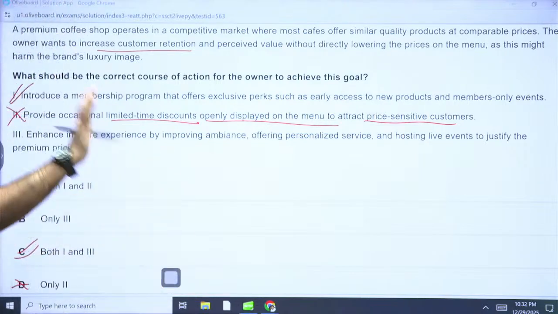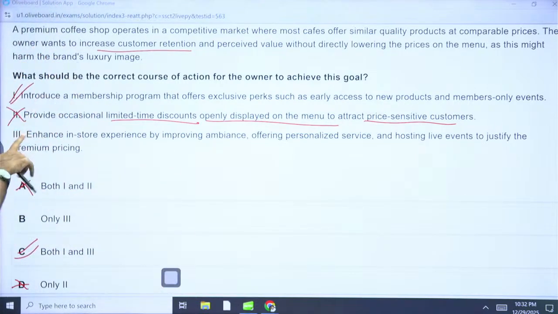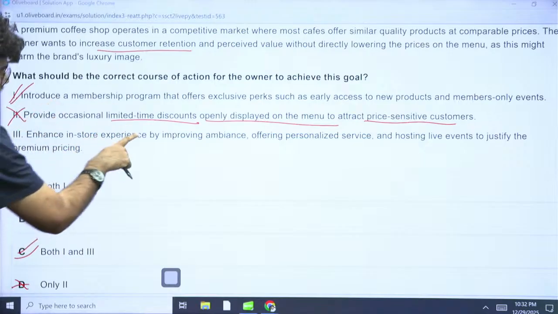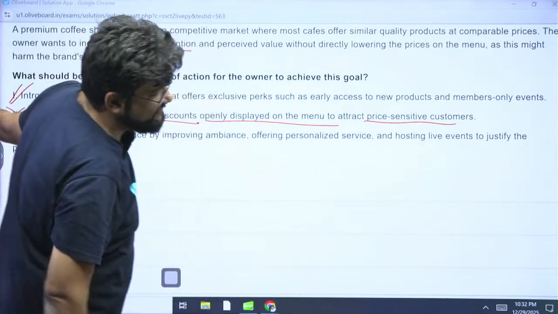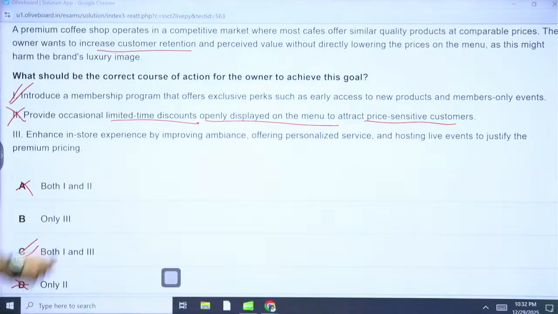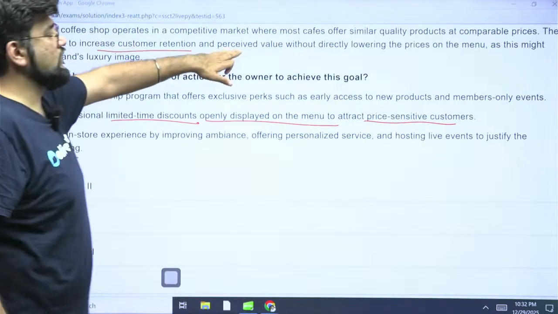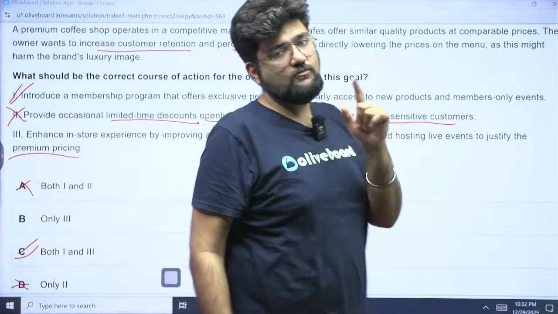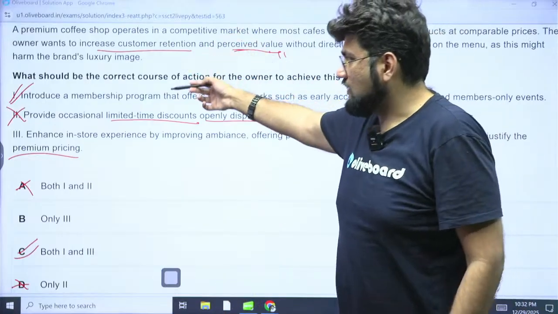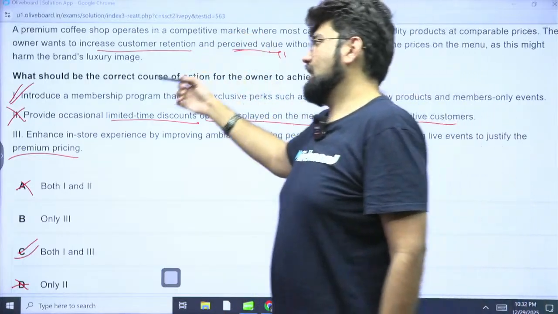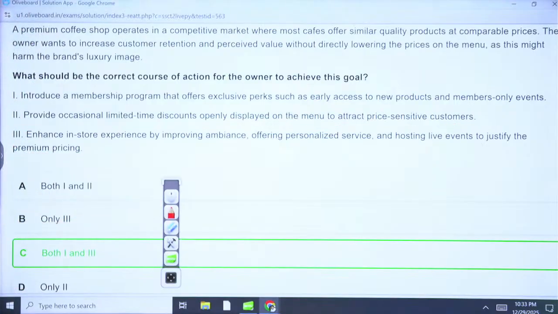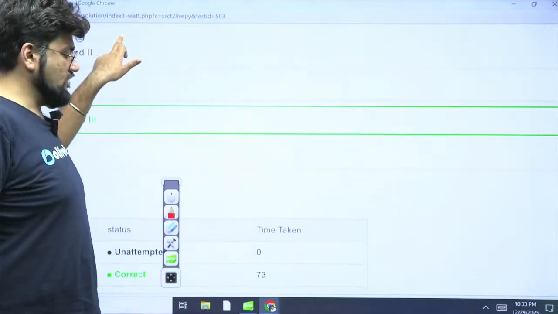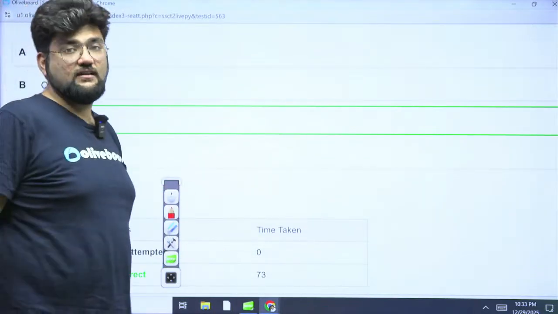Okay, but despite that, let's read 3. 3 has a good chance of being correct. Enhance in-store experience by improving ambience, offering personalized service and hosting live events to justify the premium pricing. See, he wants to have a better perceived value. That is being done by 3. So customer retention done by 1, perceived value done by 3. I think both are correct, so option C is the absolute correct answer. Everything has an explanation. If you have the correct explanation, you can think in the right direction. 73 seconds is what it took.